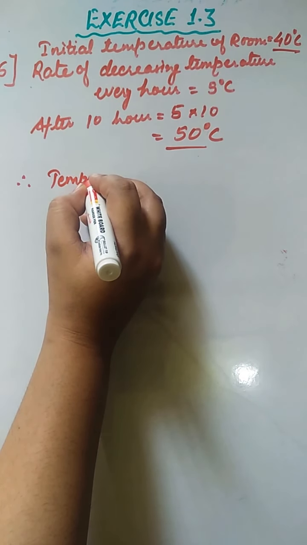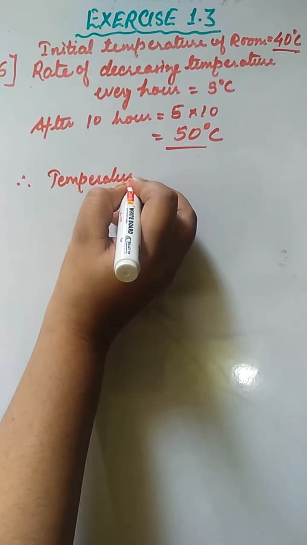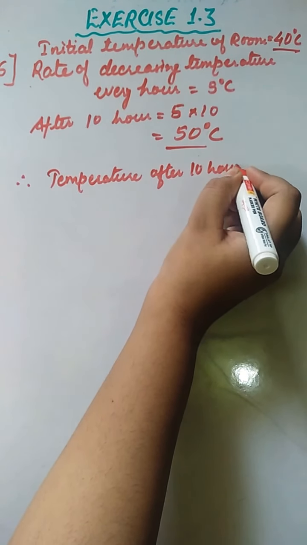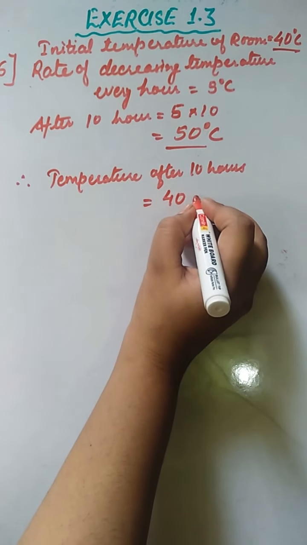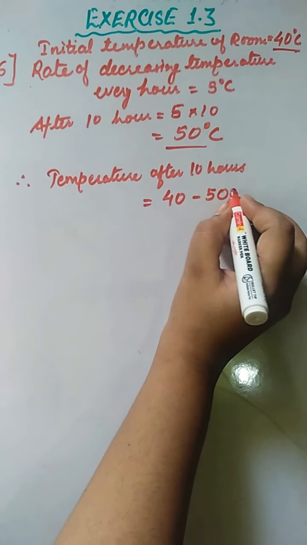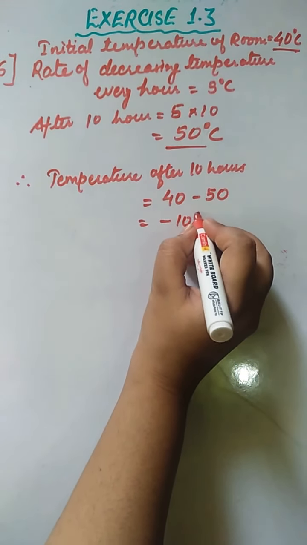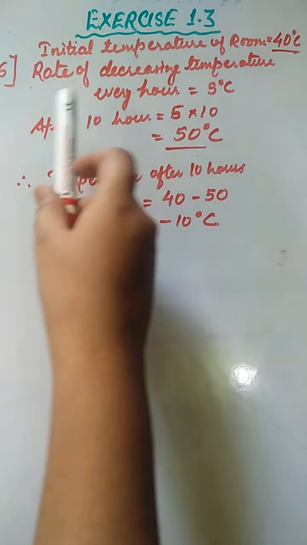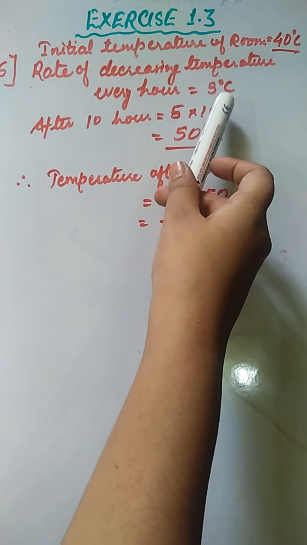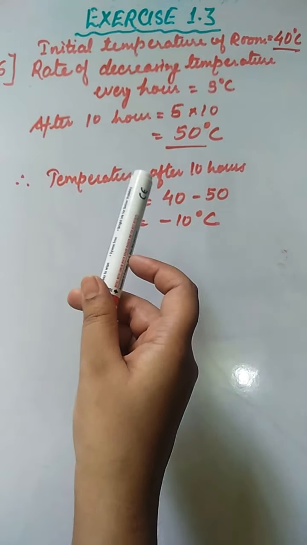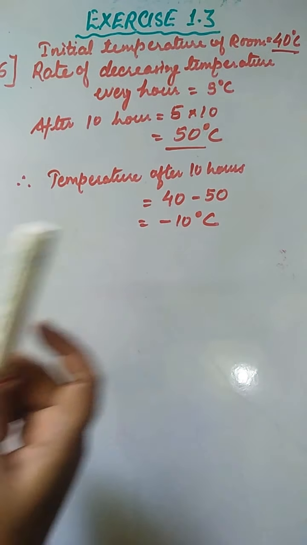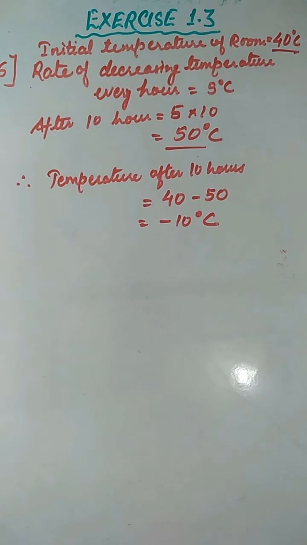So the temperature after 10 hours will be 40 was initial, so 40 minus 50. So this will be minus 10 degrees Celsius. I hope you all have understood. Initially the temperature was 40 degrees Celsius. It is decreasing at the rate of 5 degrees Celsius per hour. So 10 hours means 50 degrees Celsius it has decreased. So 40 minus 50 will be minus 10 degrees Celsius. I hope you all have understood. Note this down in your copy.